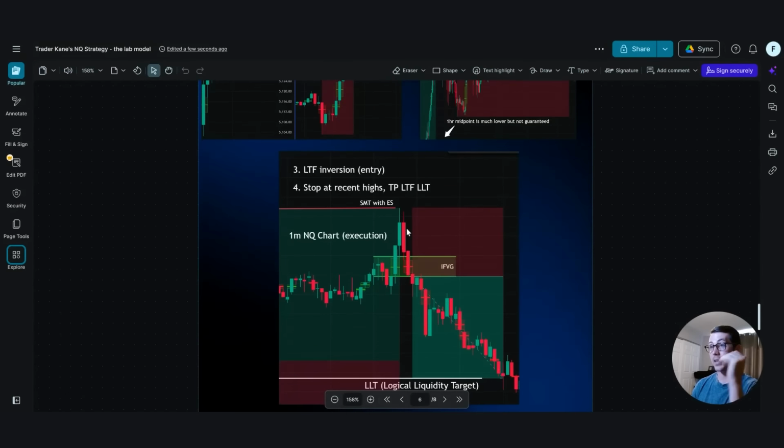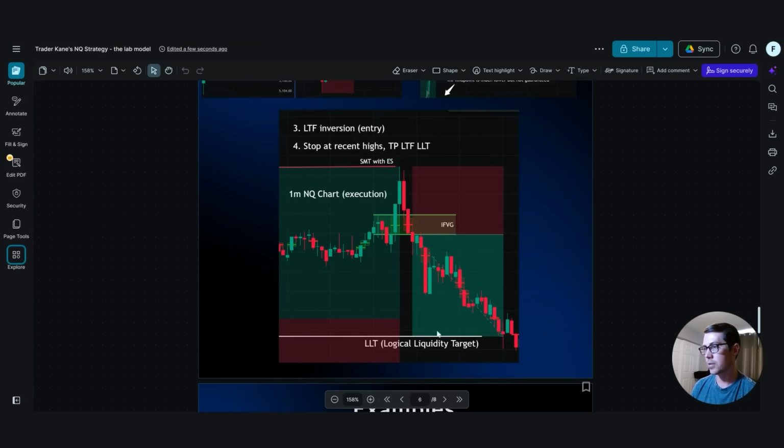And so drilling down to the 1 minute time frame for execution, you can see we have that SMT. We have a fair value gap here that reversed once this candle closed below it. We entered on a retest with a stop at the high and simply targeted the logical liquidity target. I think this was like a 1.5 R trade right here.